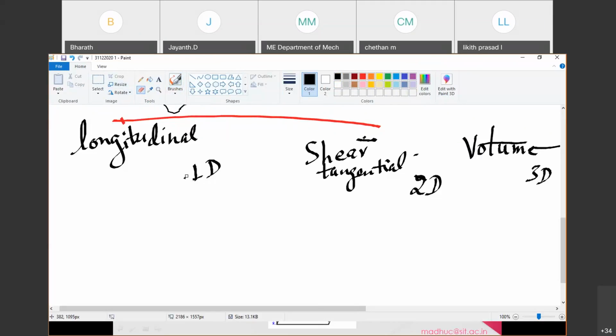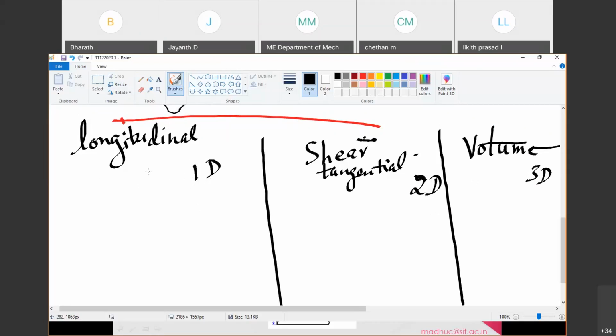This is just for your simple explanation. It is not a very proper way of telling it, but just to make you understand, I am going to give this kind of example. Why do you call this 1D, why do you call it 2D, and why do you call it 3D? When you take longitudinal, 1D means there will be a change in only one dimension.